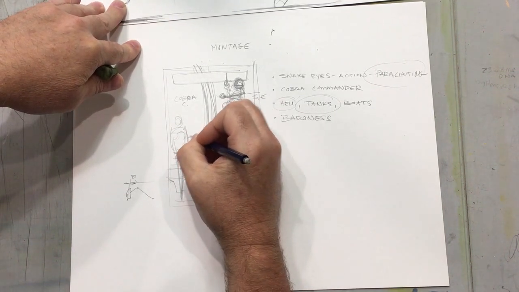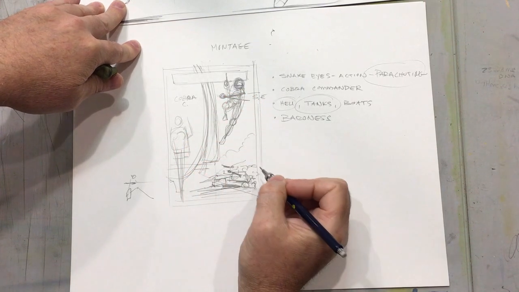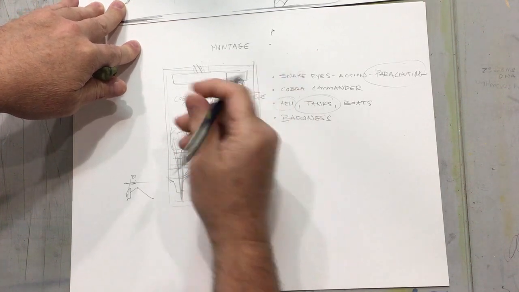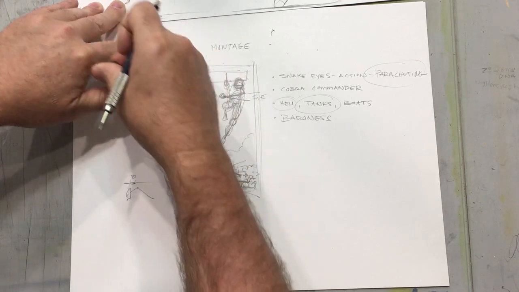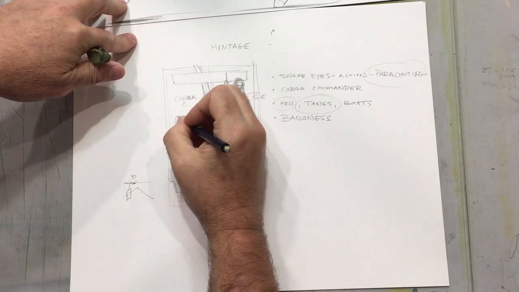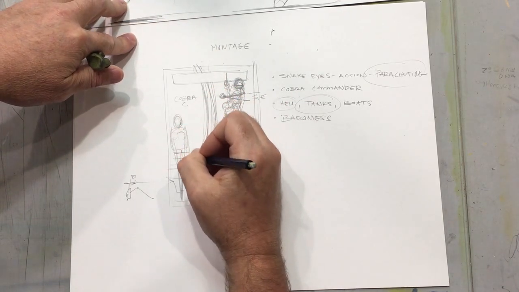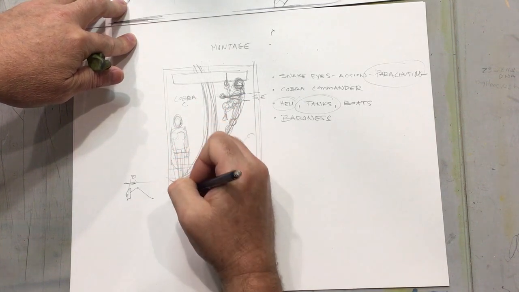And she could have a gun up here by her face. And then I think, well, you know, Snake Eyes, he's already got a gun up by his face. So maybe that's not as good an idea. So we'll just kind of draw part of the female figure.